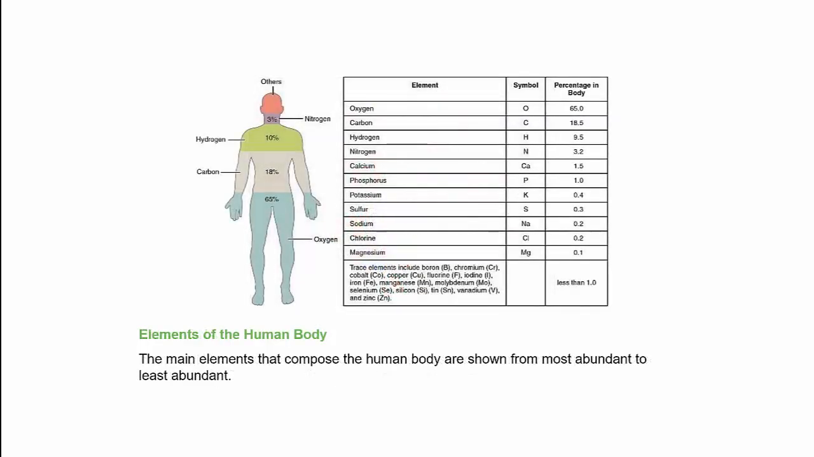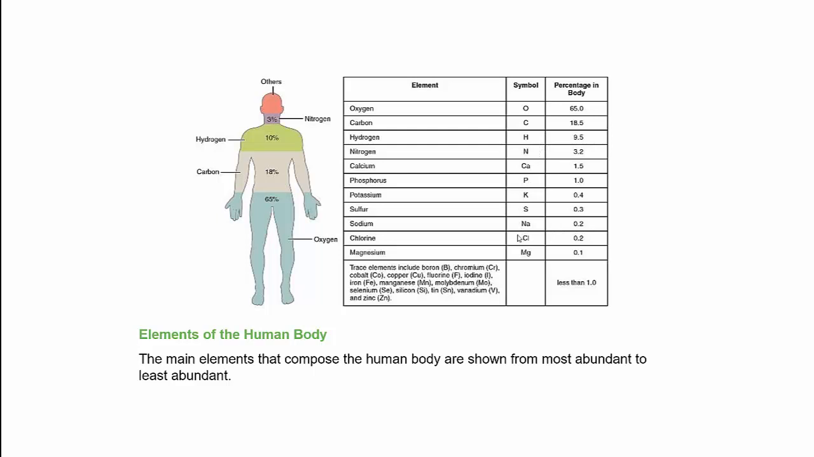Now, the body is made up of lots of atoms and molecules, and let's take a look at the main elements of the human body. The main elements that compose the human body are shown from the most abundant to the least abundant, and the top four are going to be oxygen at 65% in the body, carbon at 18.5, hydrogen at 9.5, and nitrogen at 3.2. So those are the biggies to really remember: oxygen, carbon, hydrogen, and nitrogen.